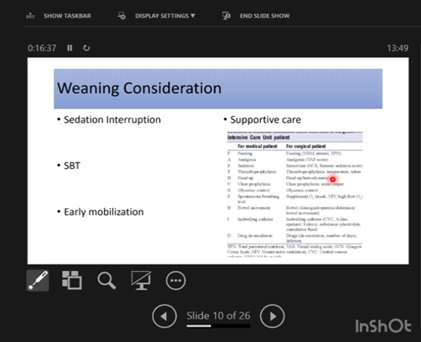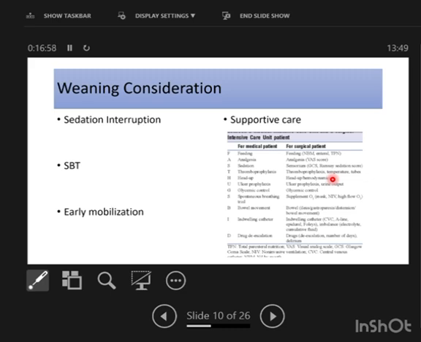He has given the feeding, analgesia, sedation, thromboprophylaxis, head-up position, ulcer prophylaxis, glycemic control, spontaneous breathing trial, bowel movement, indwelling catheter, and drug. I think you should go through detail in this. This is the screening of the patient. So we have given the sister this chart, and she checks.